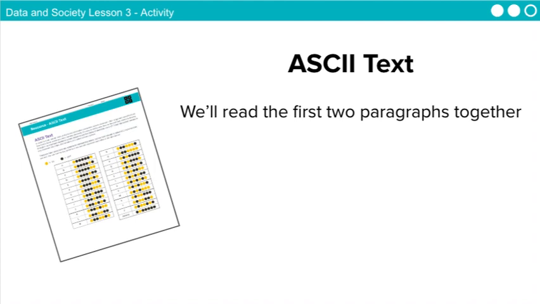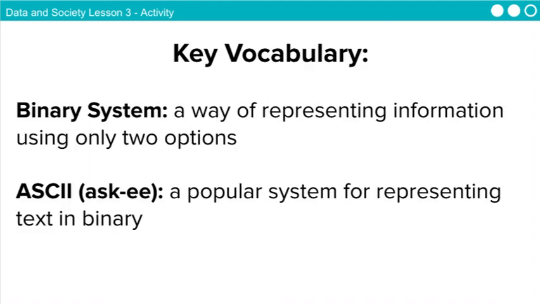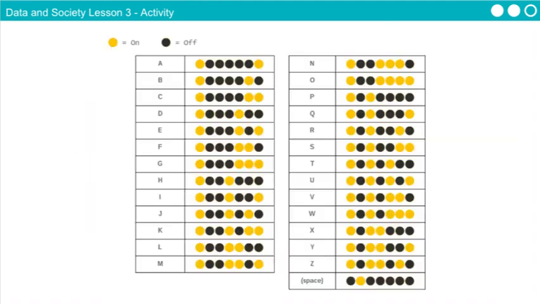There are many possible binary systems for representing letters, but the most popular is called ASCII. You can see the way patterns of ons and offs represent each letter in the table below. And that's the ASCII table. Here are our vocabulary words, and then here is another example of the table that you're going to get on that resource guide.